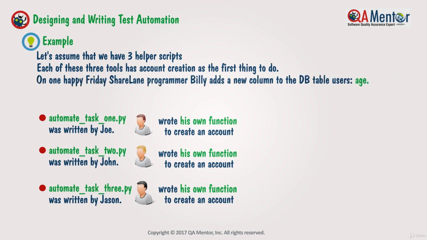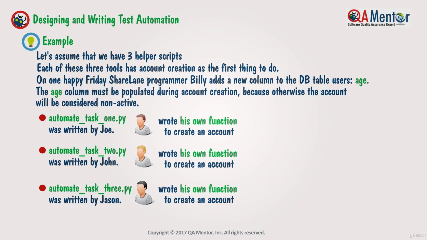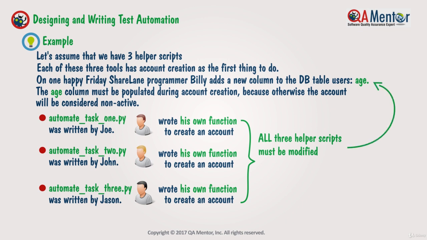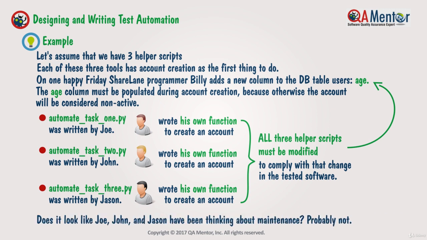On one happy Friday, ShareLane programmer Billy adds a new column to the DB table, user's age. The age column must be populated during account creation because otherwise the account will be considered non-active. As a consequence, all 3 helper scripts must be modified to comply with that change in the tested software. Does it look like Joe, John, and Jason have been thinking about maintenance? Probably not.